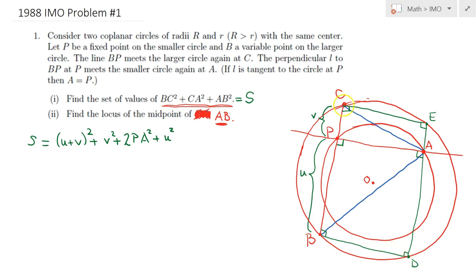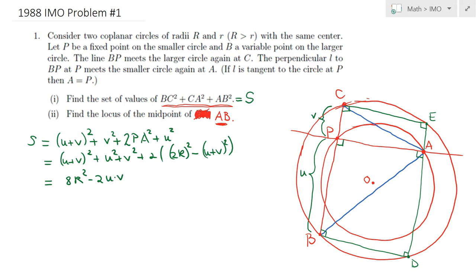Okay, so we need PA squared, but because of these rectangles, PA squared is the same as BD squared, and then I can focus on triangle CBD, and I can apply Pythagoras on that triangle. So as a result, I should get U squared plus V squared after rearranging, plus 2 times, the hypotenuse being 2r, minus (U plus V) squared, right? And finally, once I rearrange this, 8r squared minus 2UV.